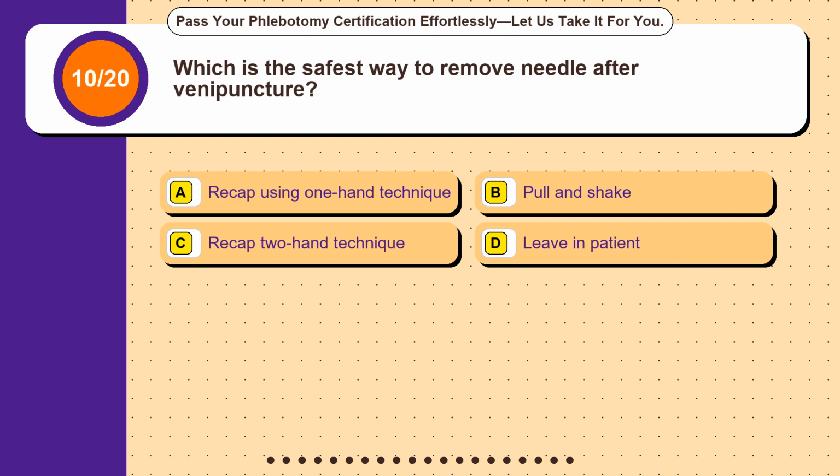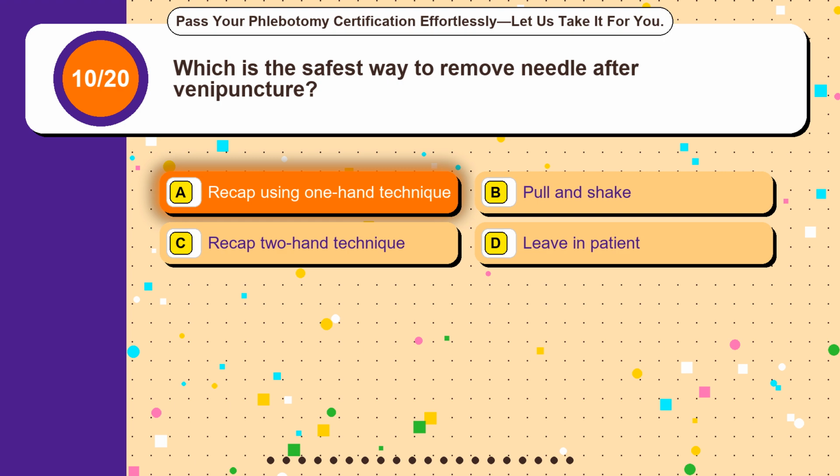Question 10. Which is the safest way to remove needle after venipuncture? Option A, recap using one-hand technique. Option B, pull and shake. Option C, recap two-hand technique. Option D, leave in patient. The correct answer is option A, recap using one-hand technique.